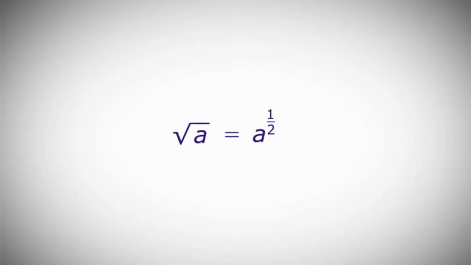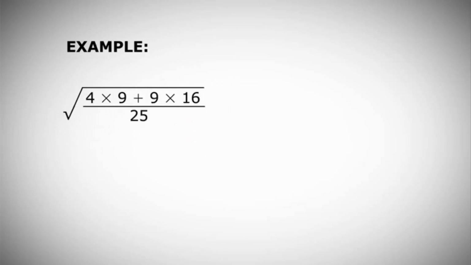Finally, another way to state the square root of a is a raised to the 1/2 power. That's going to be a helpful trick when you're trying to simplify square roots, especially when you're dealing with a division problem. Let's take a look at an example.